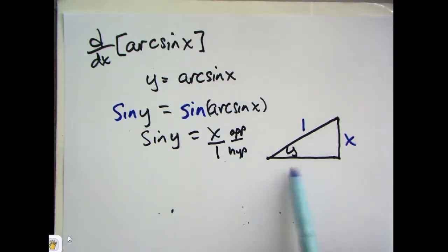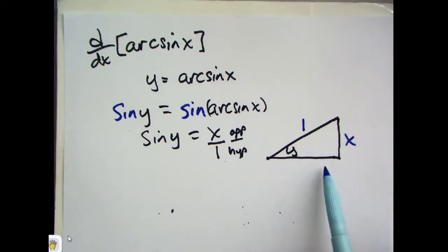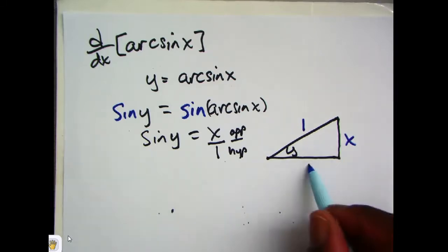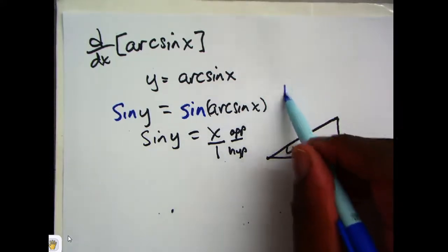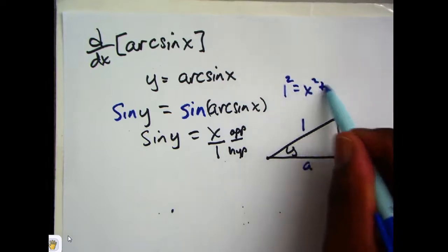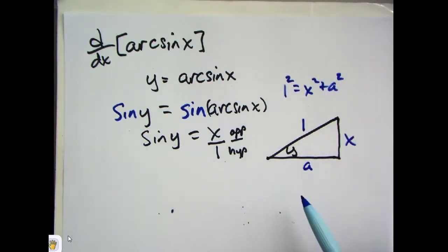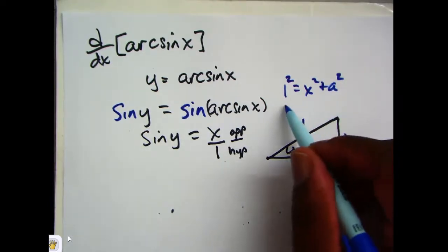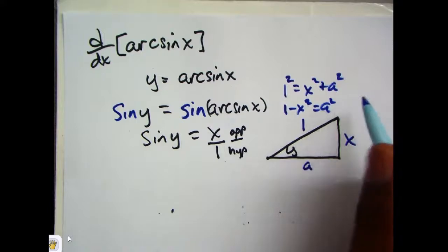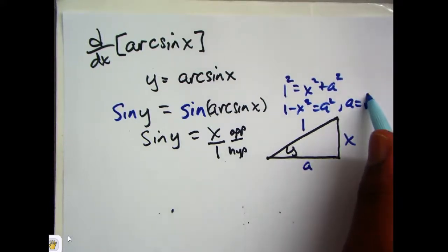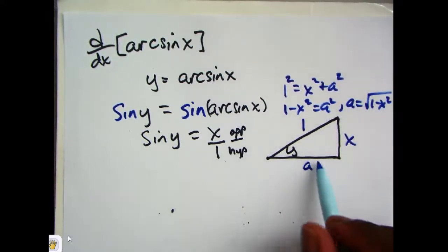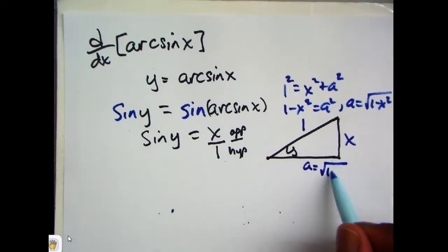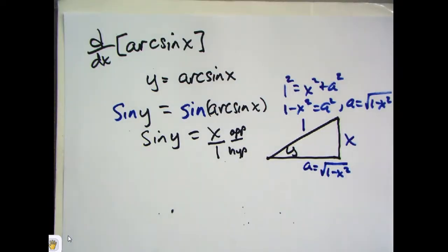So we can use the Pythagorean theorem to find our missing adjacent side here. If we label this a, then we have 1 squared is equal to x squared plus a squared. Right? Subtract x squared from both sides. 1 minus x squared is equal to a squared. When we take the square root, we get a is equal to the square root of 1 minus x squared. So this side here is the square root of 1 minus x squared. Okay, so we're going to need that.